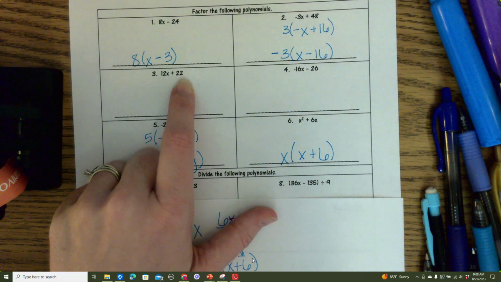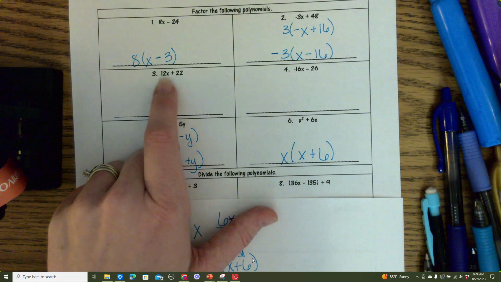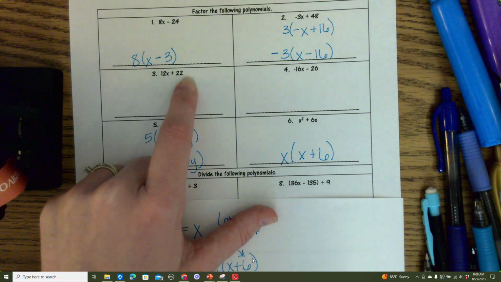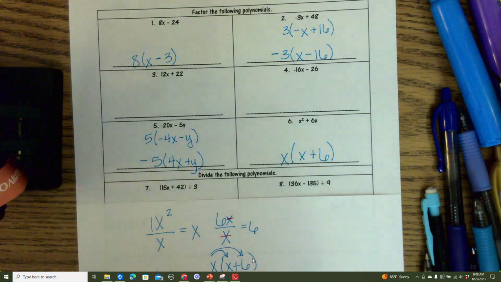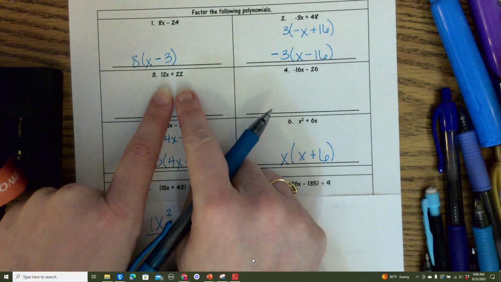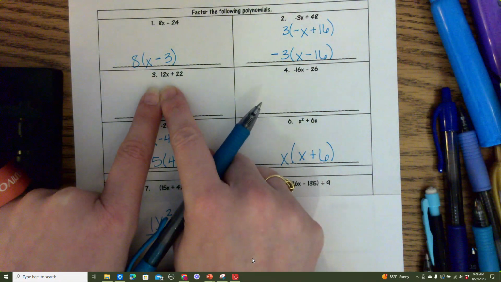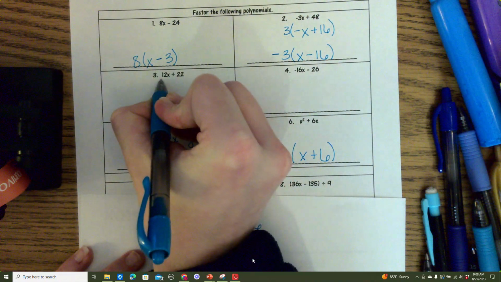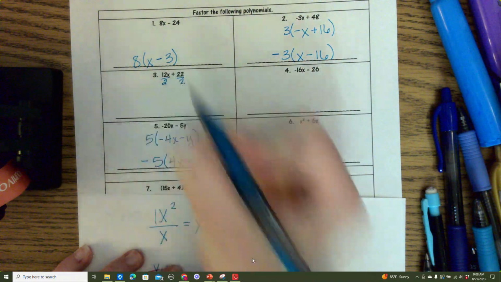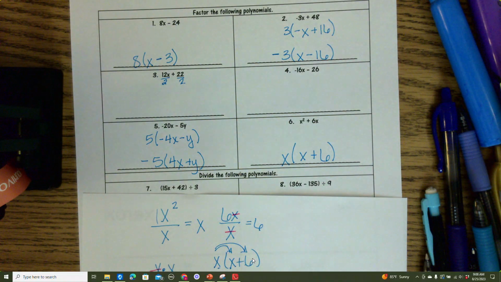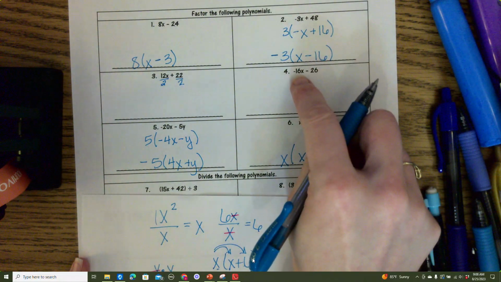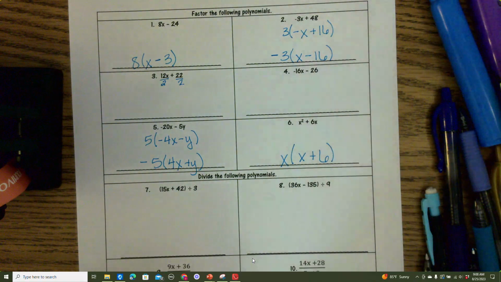12x and 22. What number can I divide into both 12 and 22? What number for sure do we know? There's another absolute guaranteed we can divide this number. 2, because they're both evens. So you can't always get rid of everything. So both of these, just so you know, you're going to divide by a 2. And this one's the same thing. It's not going to break down all the way.